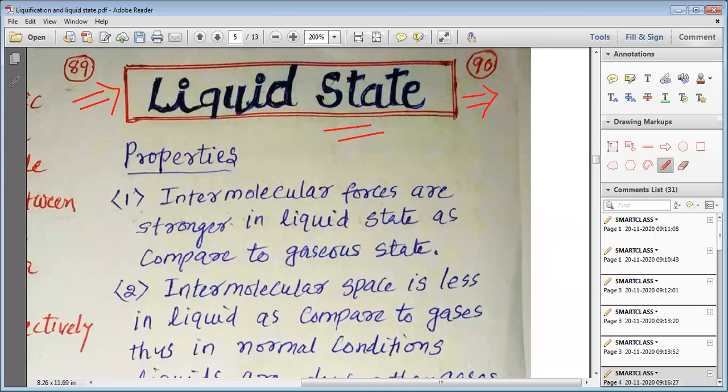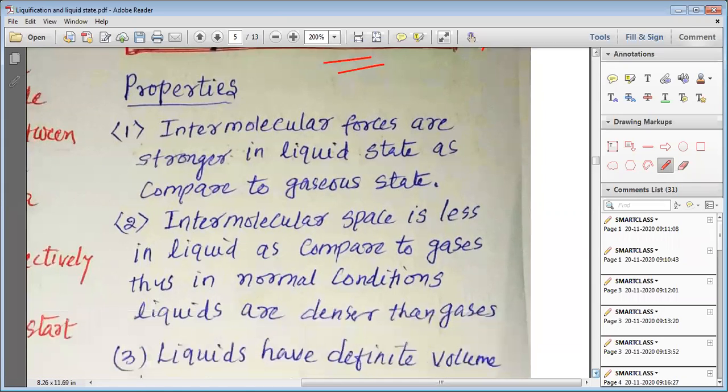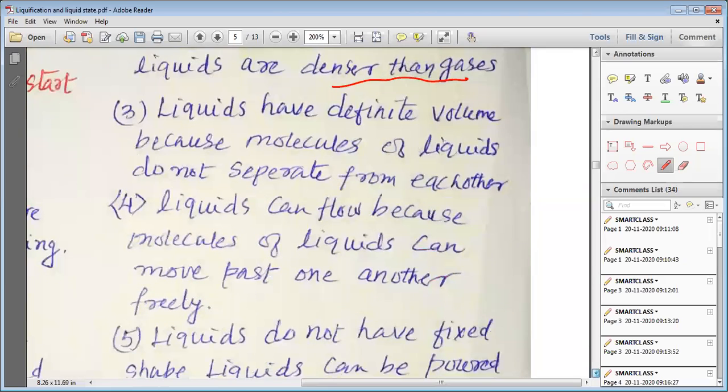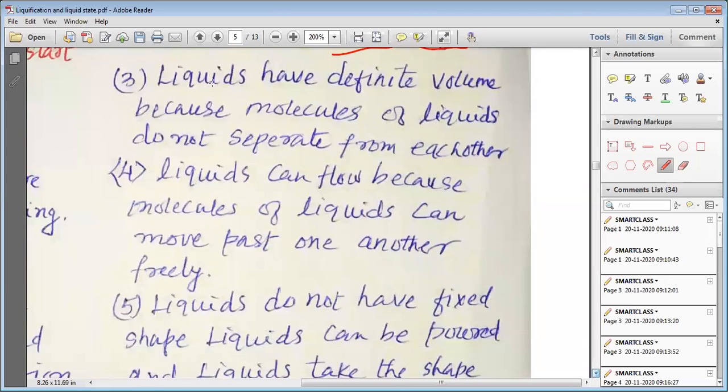Let us study the various properties of the liquid state. Intermolecular forces are stronger in the liquid state as compared to the gaseous state. Next, it's quite easy to understand: intermolecular space is less in liquid as compared to gas. Thus, in normal conditions, liquids are denser than gases. The density of liquids is generally more than the density of gases.